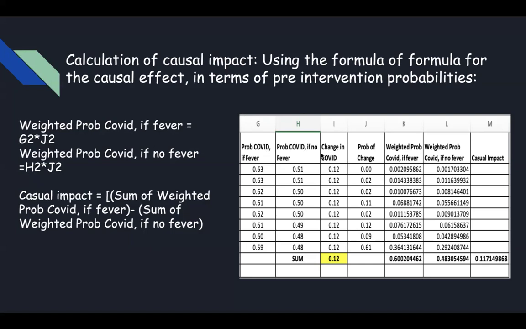Similarly, we'll do the same thing for if no fever. We'll take the sum of all of them, and the causal impact will be the sum of weighted probability of COVID if fever minus the sum of weighted probability of COVID if no fever, and our causal impact is 0.117.